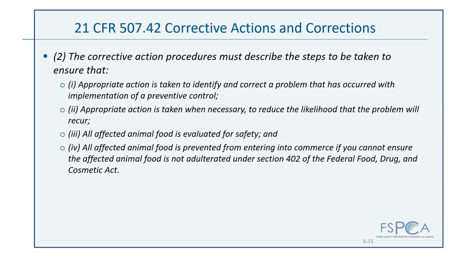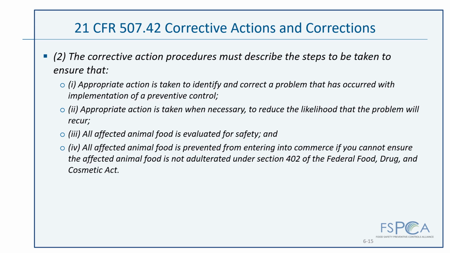All affected animal food is evaluated for safety, and all affected animal food is prevented from entering commerce if you cannot ensure the affected animal food is not adulterated under Section 402 of the Federal Food, Drug, and Cosmetic Act. Okay, so we need to establish written procedures. They need to include these 4 actions. And we're actually going to see these 4 bullet points quite a bit in the next couple of chapters.